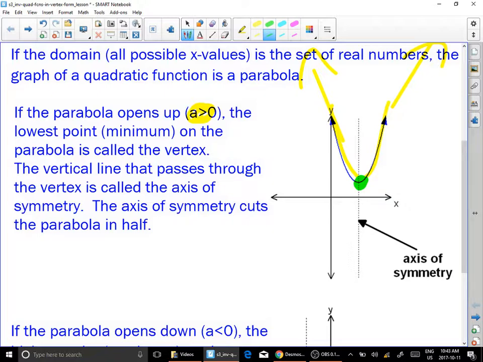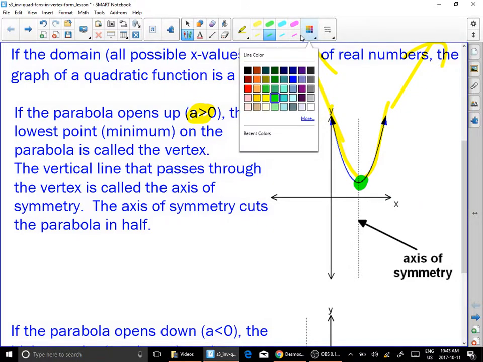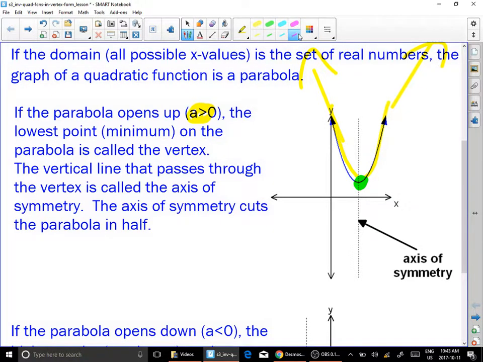The vertical line that passes through the vertex is called the axis of symmetry. What's an axis of symmetry? Basically, it cuts the parabola in half. So if you only knew what one half of the parabola looked like, you could draw the rest of the curve on the other half because you can fold it over the line of symmetry.